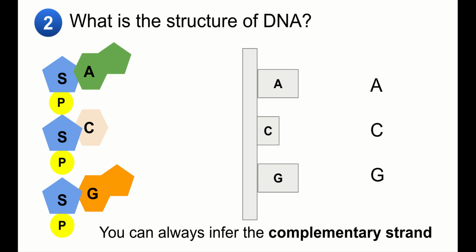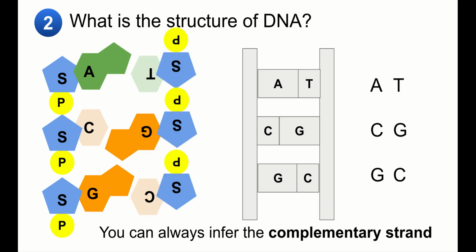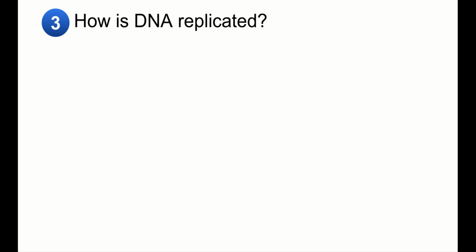Just like the order of the letters in a sentence determines its meaning, the order of the bases in the DNA determines what the instructions mean. So if we just see one half of the instructions, we can infer the complementary strand because we always know that A bonds to T, C bonds to G, G bonds to C, etc.